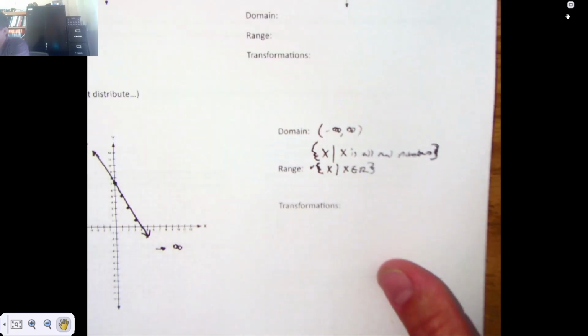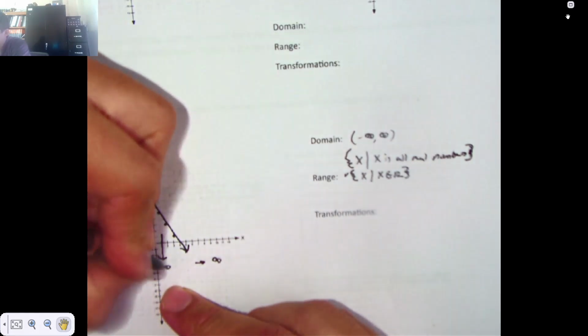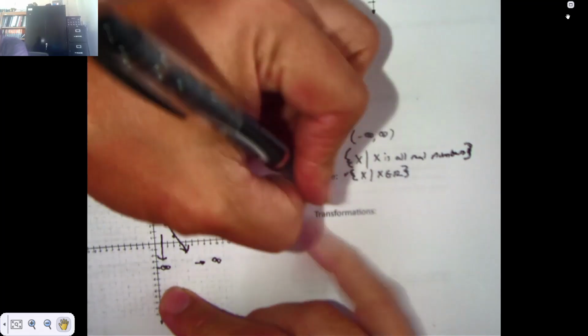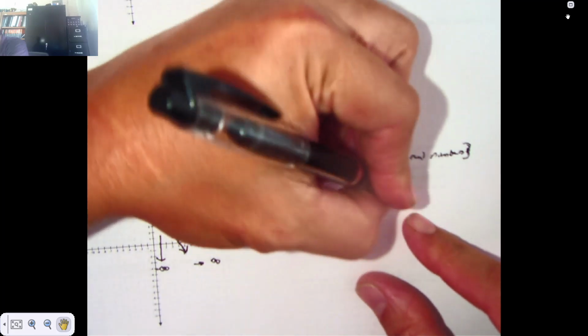This is kind of where I'd like you to be. Range: this thing will fall for all of its life. It'll fall to negative infinity, and it will also rise for all of its life to positive infinity. So the range is also negative infinity to infinity. All lines are. Or using set builder notation, all values of y such that y is an element of the real.